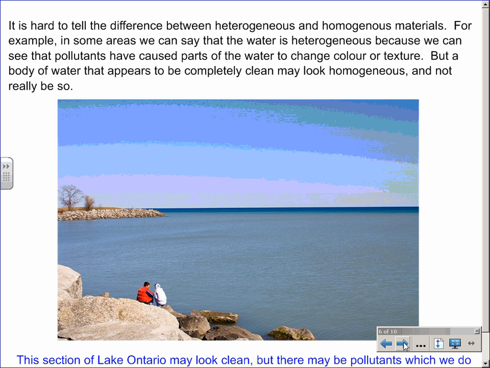It's hard to tell the difference between heterogeneous and homogeneous materials. For example, in some areas we can say that the water is heterogeneous because we can see that pollutants have caused parts of the water to change color or texture. But a body of water that appears to be completely clean may also look homogeneous and not really be so.